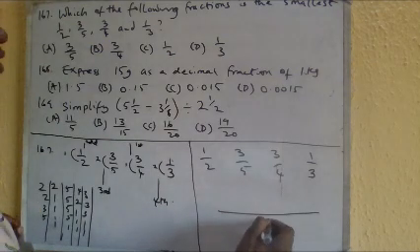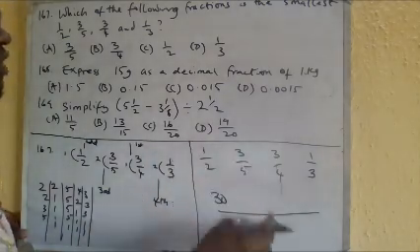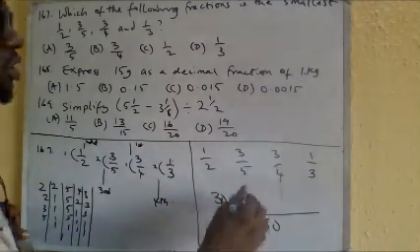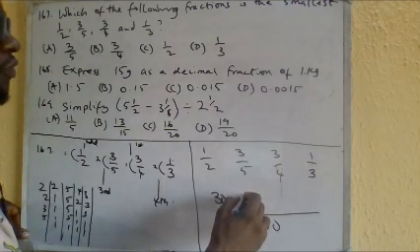2 into 60 is 30. 30 times 1 is 30. 5 into 60 is 12. 12 times 3 is 36.